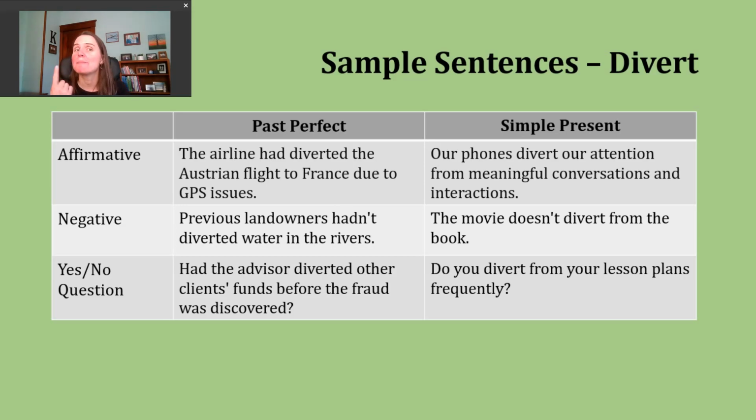Now, if I was just talking about one person's phone, then I'd add an S there and say, his phone diverts his attention. Okay. Now let's talk about making sentences in the negative and simple present.